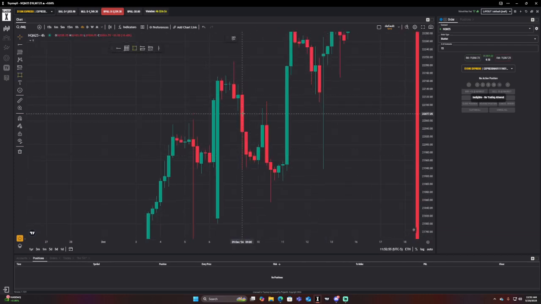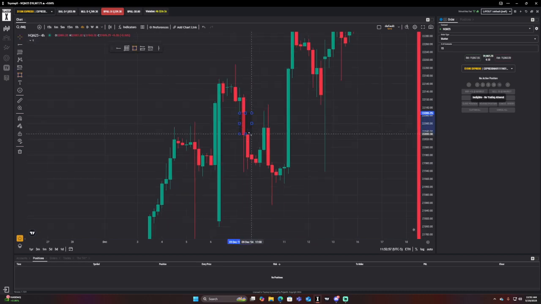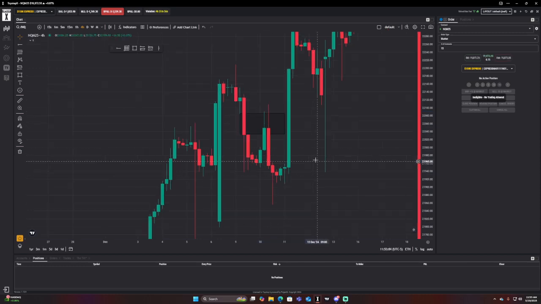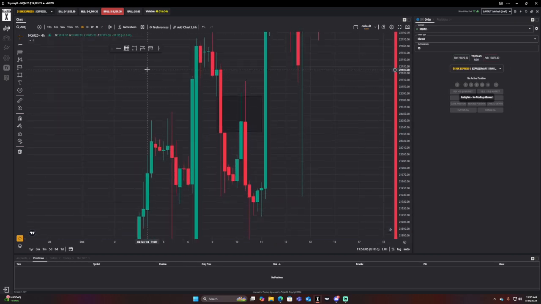Here's another example, a bearish example. We create this fair value gap, come down here, create a high, reject, boom. What do we do here as well?